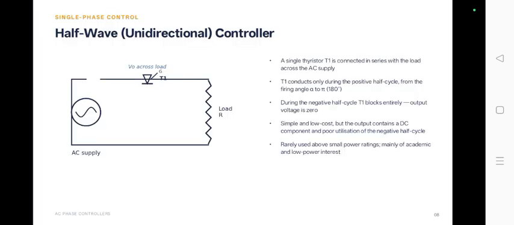First we have to see about single phase control. The first one is half wave control, that means unidirectional control. Here a single thyristor T1 is connected in series with the load across the AC supply. T1 conducts only during the positive half cycle from the firing angle alpha to pi. During the negative half cycle, T1 blocks entirely and the output voltage is 0. It is simple and low cost, but the output contains a DC component and there is poor utilization of the negative half cycle. Rarely used above small power ratings, it is mainly of academic and low power interest.